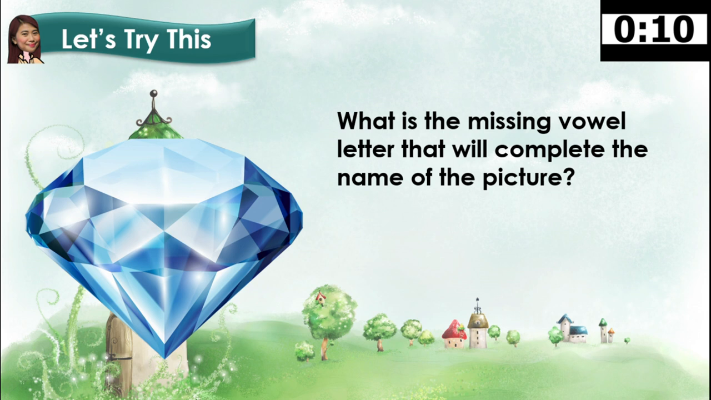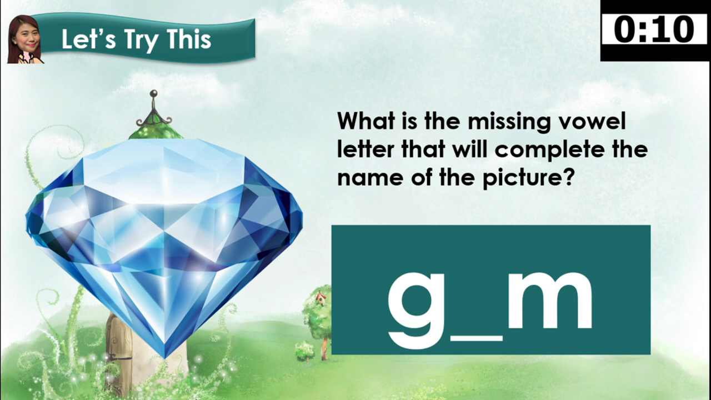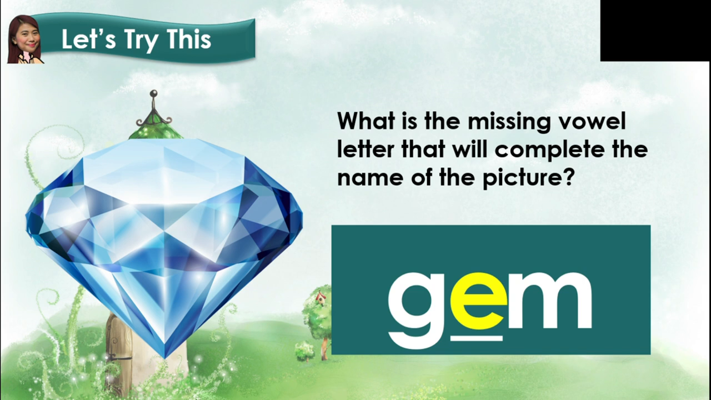Mop. Again, mop. Very good. Last one. What is the missing vowel letter that will complete the name of this picture? Think of your answer carefully. Comment down your answer in the comment box. And the missing vowel letter is E, with the short sound of E. Again, what is the sound? E. Now let us read the word. Gem. Again, gem. Wow, you are really good!